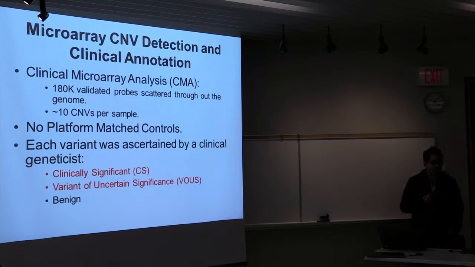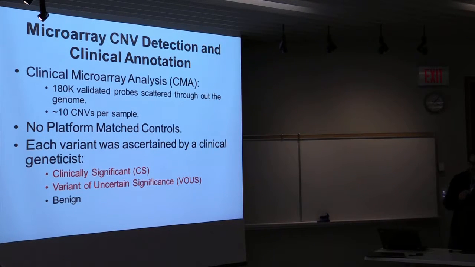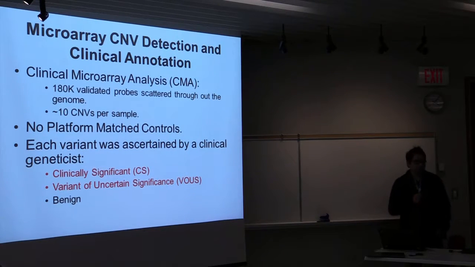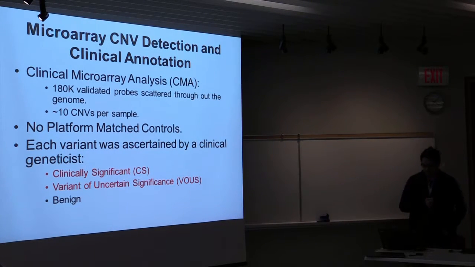The problem with the clinically significant and VOUS variants is we don't know which genes are associated with developmental delay, even though we know the prevalence of these clinically significant variants is high in cases compared to controls. These variants tend to span 30, 40 genes, and we don't know which genes are really associated with the condition.